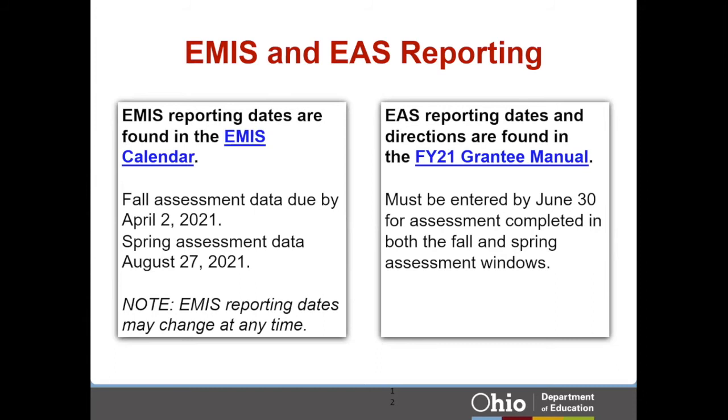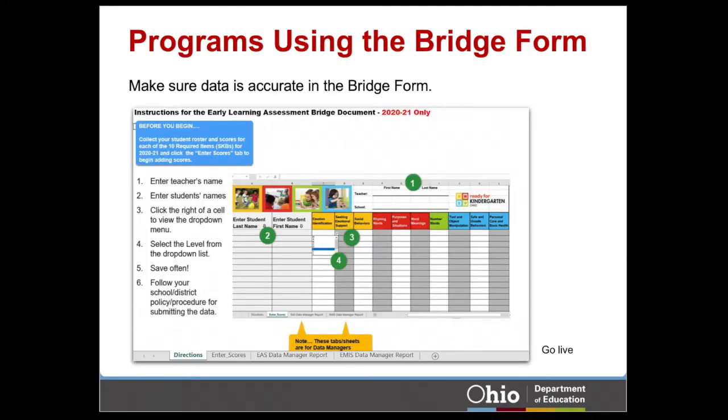For the ECE programs that are reporting into EAS, both fall and spring assessment data must be entered by June 30th. But if you're not using K-Ready, you have to use something else to get the data organized to push through to Emis or EAS, and we have that optional bridge form. We hope that you are taking advantage of the K-Ready system. The bridge form has been updated this year, so please make sure you are using the most updated bridge form.